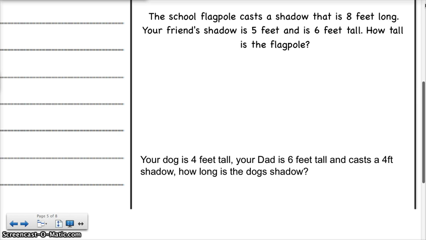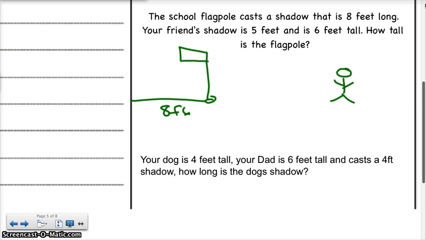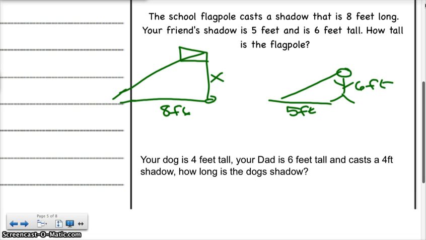Okay, this first question says a school flagpole casts a shadow that's 8 feet long. So I draw a picture of a flagpole. The shadow is 8 feet long. My friend's shadow, here's my friend, is 5 feet. And my friend is 6 feet tall. So this is actually 2 right triangles. And I want to know how tall is the flagpole. So I just set it up. 8 is to 5 as x is to 6. And solve the proportion from there.